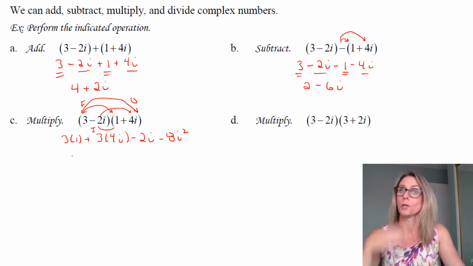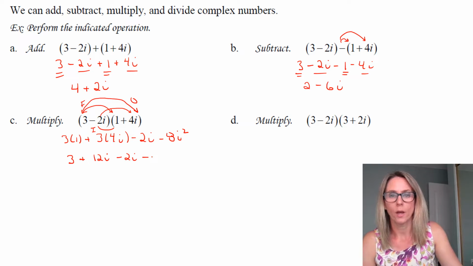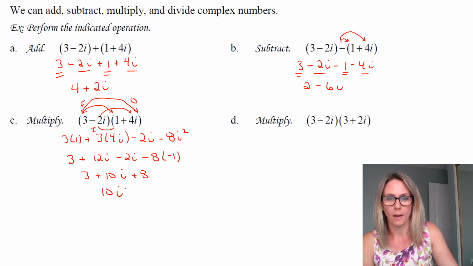And so, to remember what I had written up at the top there, we're going to have 3 plus 12i minus 2i, and then that i squared becomes a negative 1 by definition. So we get 3 plus 10i plus 8, or 10i plus 11.